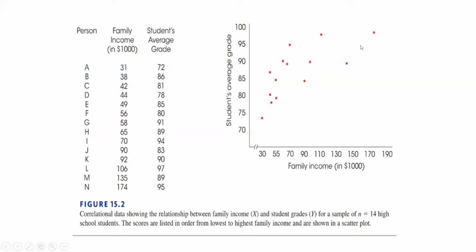So from this, you can visually inspect and see that there seems to be a pattern or a trend, such that students who belong to families with higher income tend to, in general, have better grades than their counterparts who belong to families that have lower income.